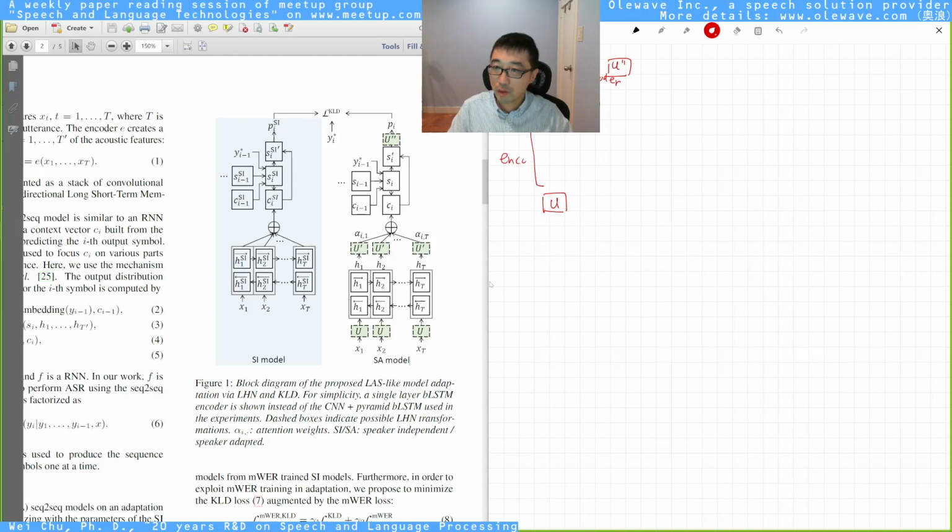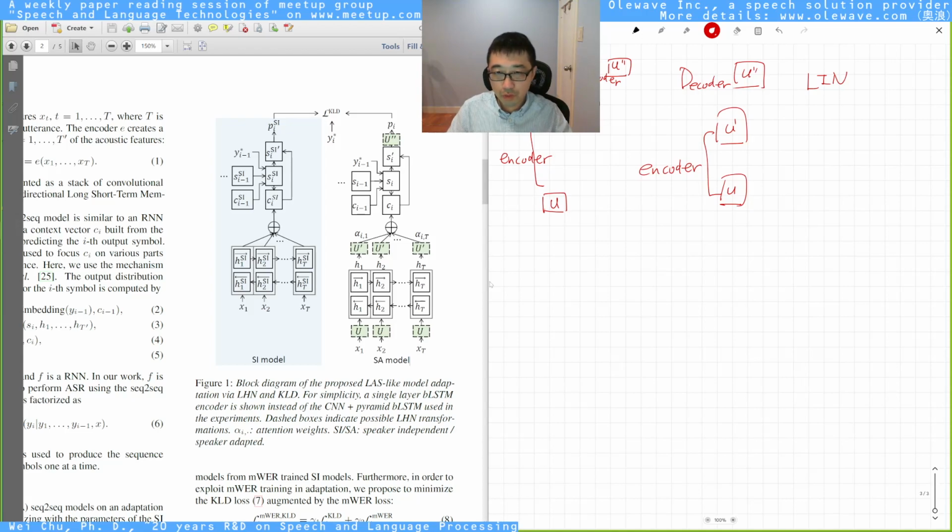These are the encoder. Oh, you may not be able to see this. Let me draw this here. Okay. Decoder. This is encoder. So you may ask, what is this? Why do you have to do this? This is called LIN.